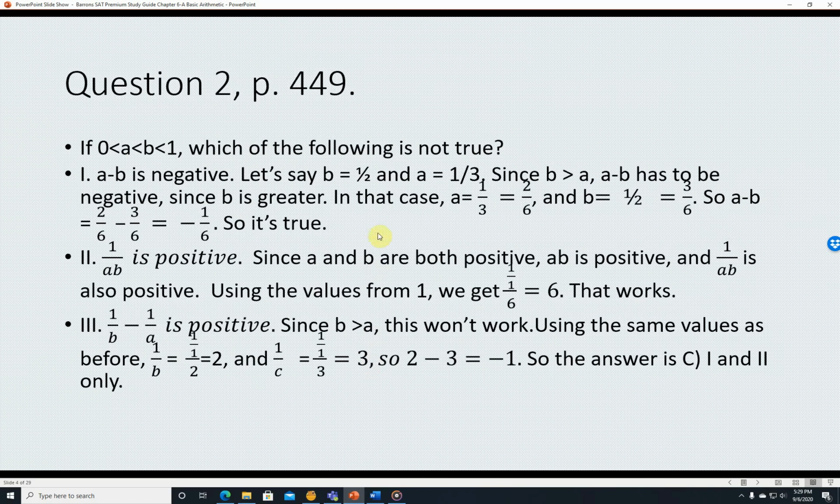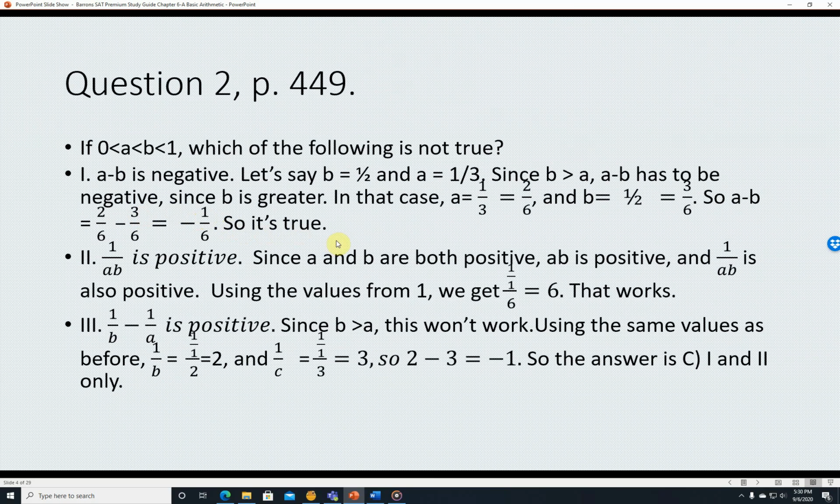Question 2, page 449. If 0 is less than a, which is less than b, which is less than 1, which of the following is not true? A minus b is negative. Well, let's say b is equal to 1/2 and a is equal to 1/3. Since b is greater than a, a minus b has to be negative. So if we plug in the numbers, a is equal to 1/3, which is 2/6, and b is 1/2, which is 3/6. So a minus b would be 2/6 minus 3/6, which is negative 1/6.